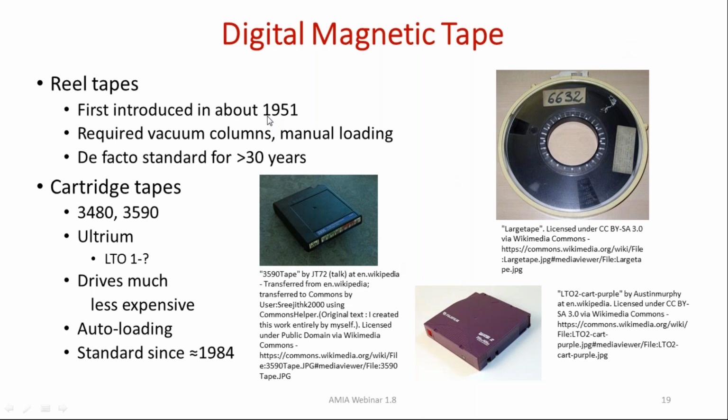Those were introduced in about 1951, and those were very common in the pictures of computers way back in the 60s and 70s. They required vacuum columns so that the tape could be accelerated and decelerated quickly over the head, and as I mentioned, manual loading. They were the de facto standard for backup and even for large amounts of storage for over 30 years because they did have much higher storage capacity than hard disk drives did.